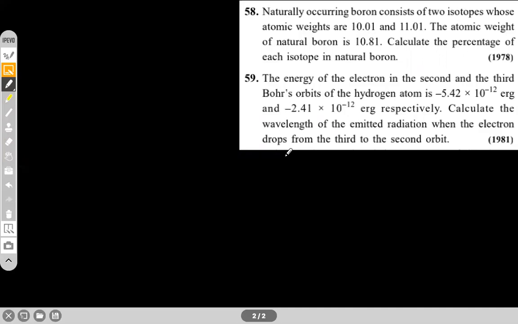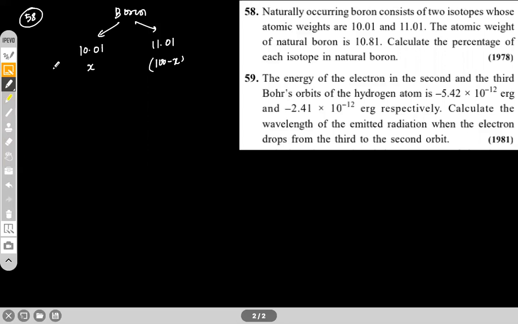Suppose we have two isotopes of boron, it is given in the question. One has atomic mass 10.01 and the other one has 11.01. Percentage composition we need to find out. If one isotope is X, then the other we can assume is 100 minus X.